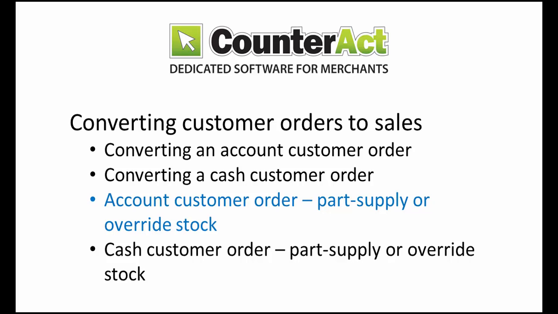When converting a customer order into a sale, you can part supply that customer order and leave the rest to follow at a later date. You can also override stock control. You might want to do this, for example, if goods have arrived from the supplier but haven't yet been receipted into CounterAct. So CounterAct will think that you don't have those items in stock, but you know that you do, and you want to get them to the customer immediately rather than wait for them to be receipted in first.